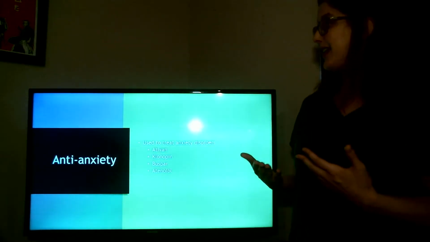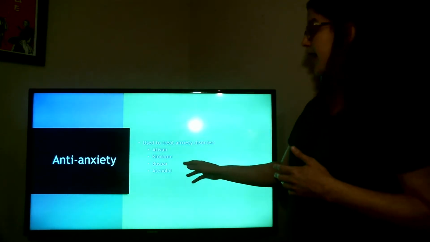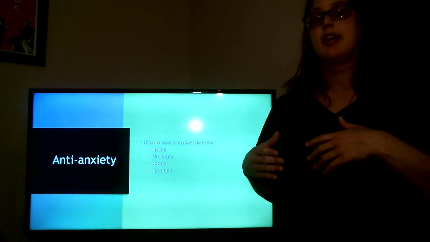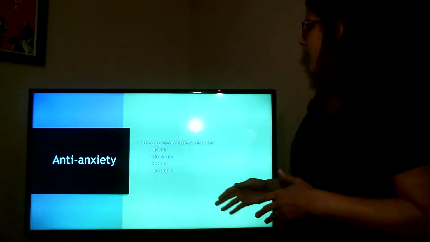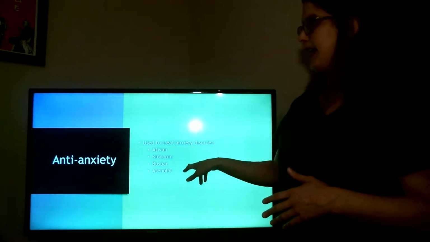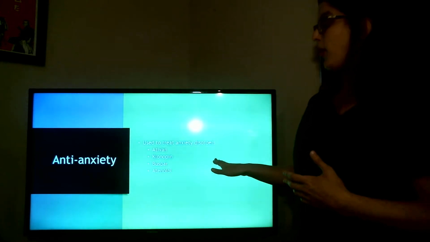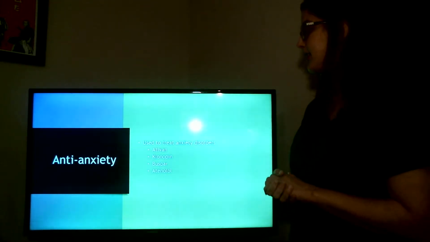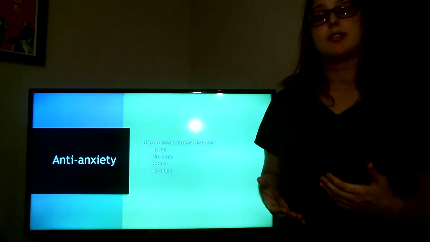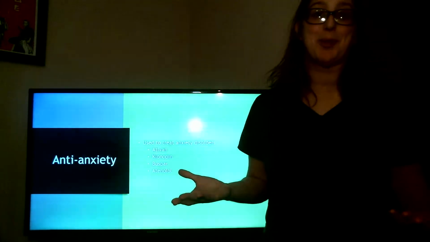Anti-anxiety meds do exactly what they say. They treat anxiety. We've got your Ativan and Klonopin. Those are more addictive drugs that are used to treat anxiety. We also have Buspar, which is a less addictive option to treat anxiety. So Buspar works very well. We see it used a lot. Another interesting fact is atenolol in low doses has been shown to decrease anxiety, and that's interesting because that's normally a blood pressure pill.